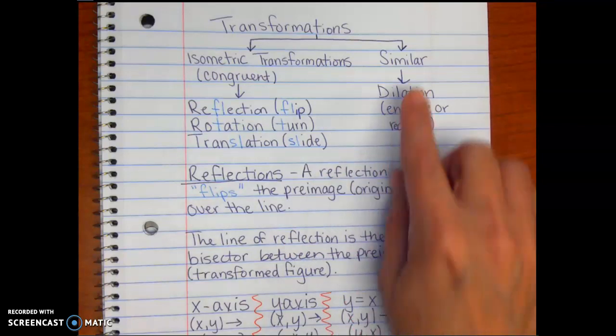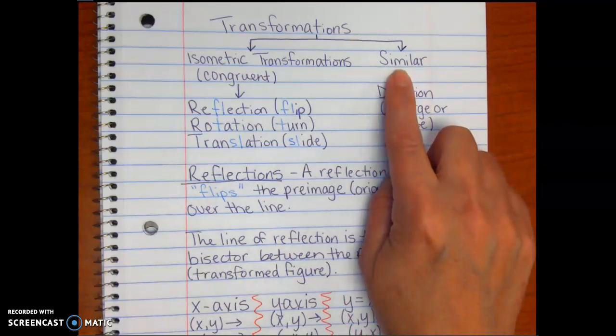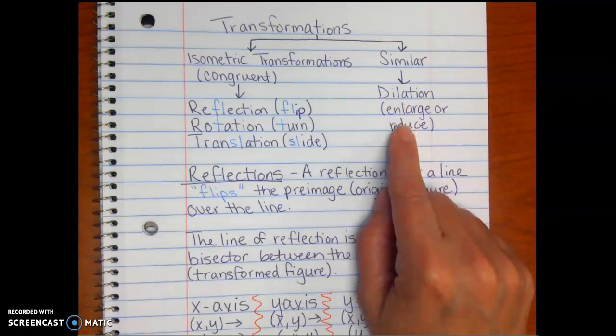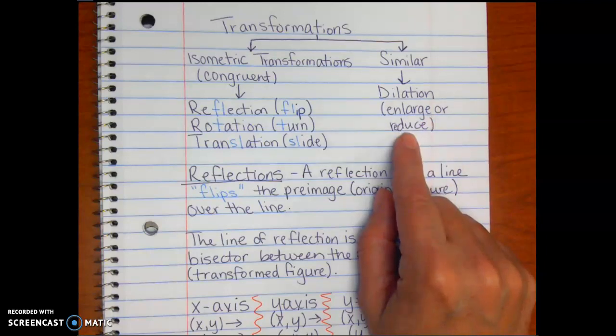We also have one that is similar, which means it's the same shape, and that's going to be a dilation, and we're either going to enlarge it or reduce it. That's going to involve a scale factor, with similar figures being the same shape.